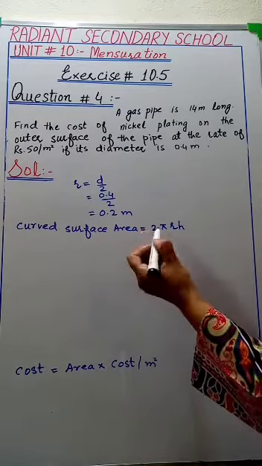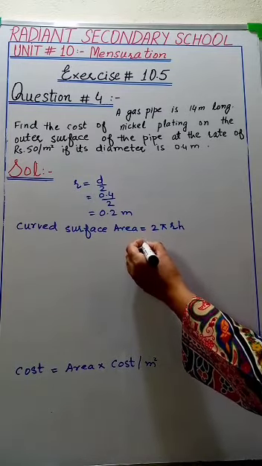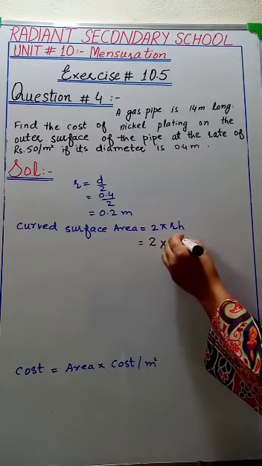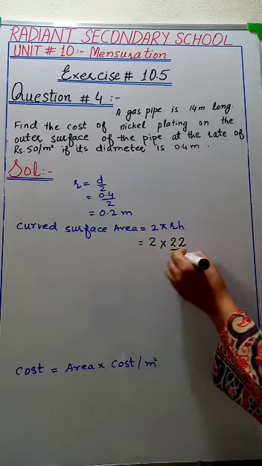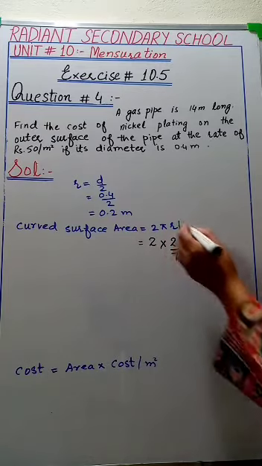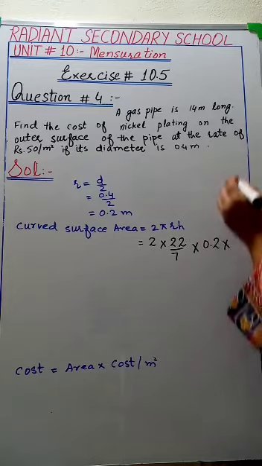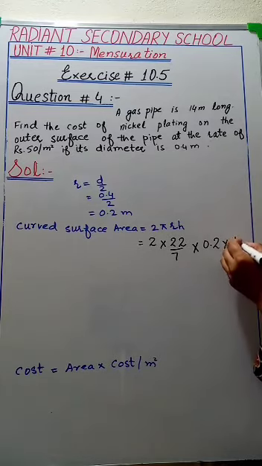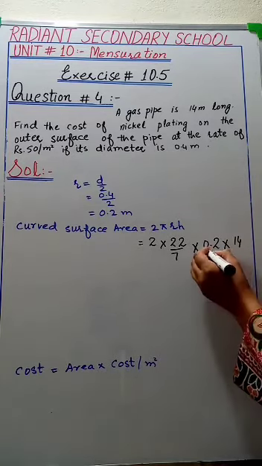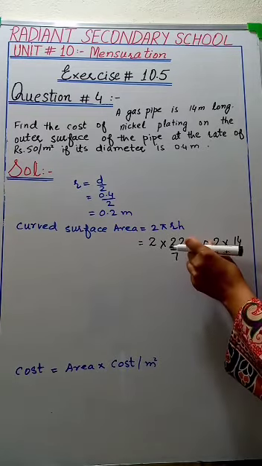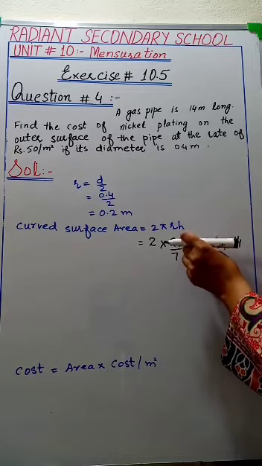Now put the values in the curved surface area formula. 2 multiplied with pi value, that is 22 by 7, and the radius is 0.2 meter, and the length of the pipe, that is the height, is equal to 14 meter. Convert this decimal number into a fraction, and here it will now be 2 by 10.